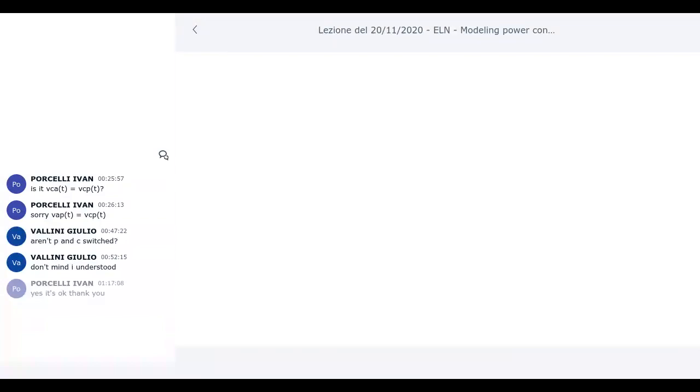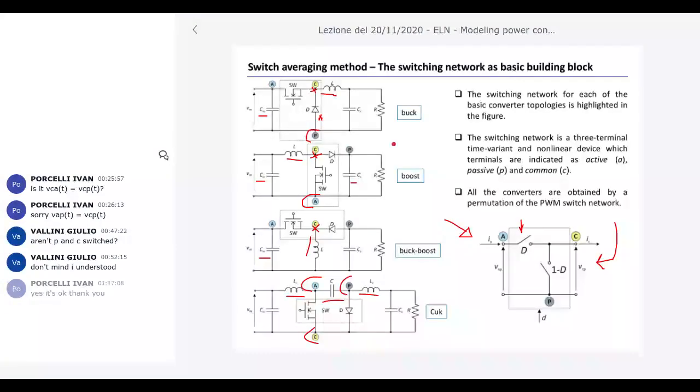So let me interrupt this lecture here. I have some questions to answer. Okay, VCP, is it? I don't know what you are referring to. I checked this and I corrected it. Okay, I think Porcelli Ivan, I corrected this in my previous analysis. Yes, P and C are switches. Okay, thank you. Sorry about that. I just made some confusion, but I corrected my mistakes.